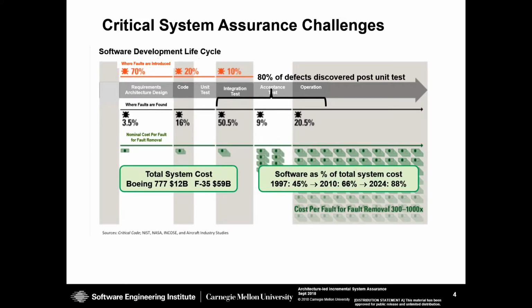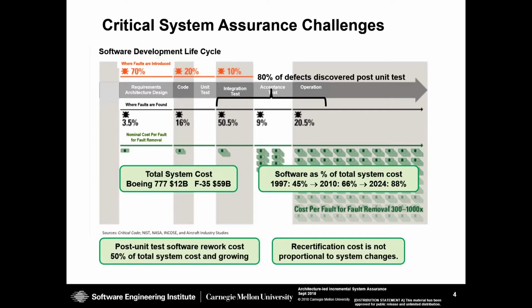As a result, we have had very high system costs, and the ratio of software as the total system development cost has changed from 45% to 70% today, and going higher in the future. As I mentioned, today we are already spending 50% of the total system development cost on post-unit test software rework.